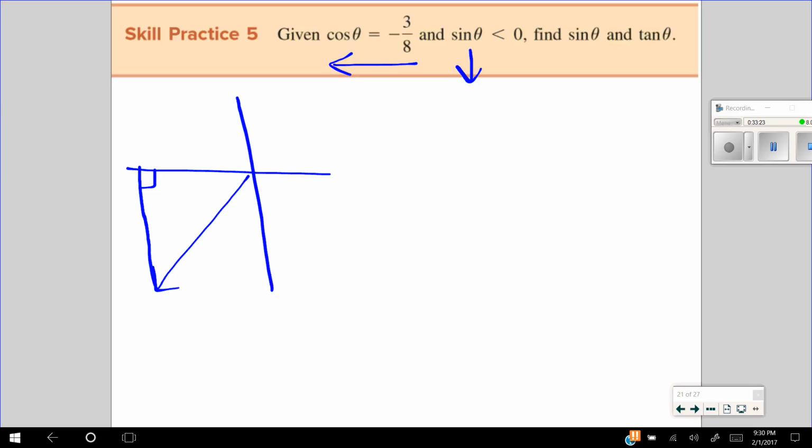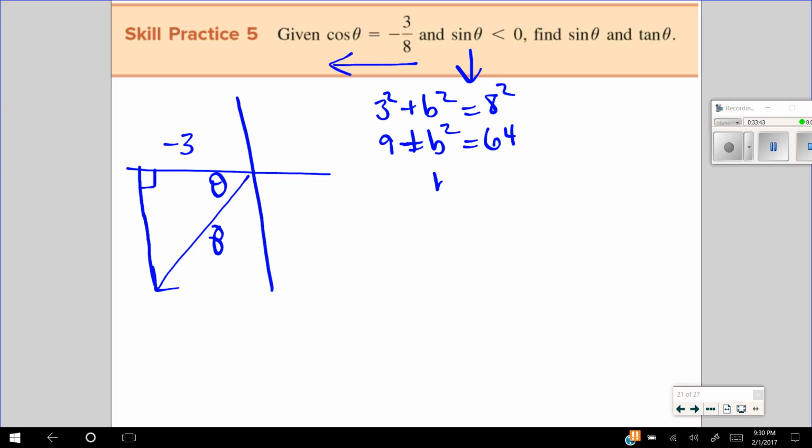Cosine is adjacent over hypotenuse, so the adjacent side must be -3, hypotenuse must be 8. Got to get my third side, so 3 squared plus b squared is 8 squared. 9, I'm sorry, plus b squared is 64. B squared is 55. B is the square root of 55, but it's going to have to be negative because we moved down. Okay?